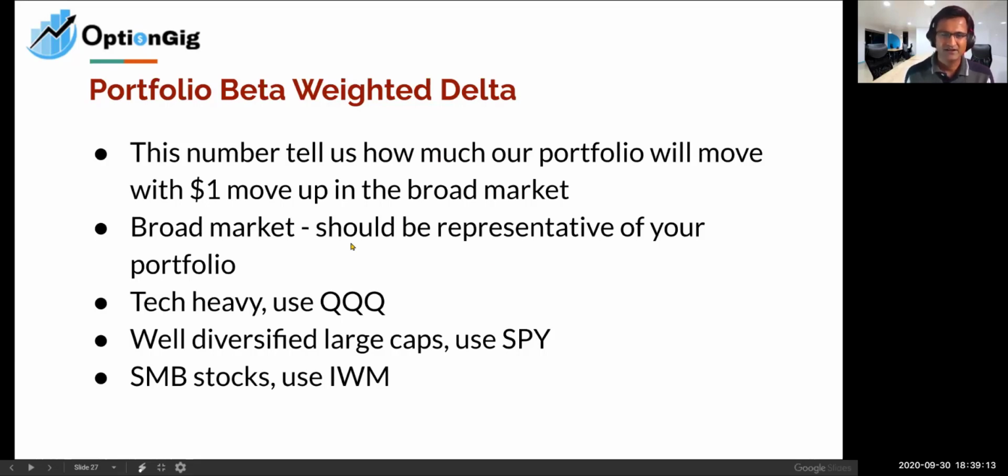So when we talk about portfolio beta weighted delta, it is very personal, based on what type of stocks you have, or what your portfolio constitution is.